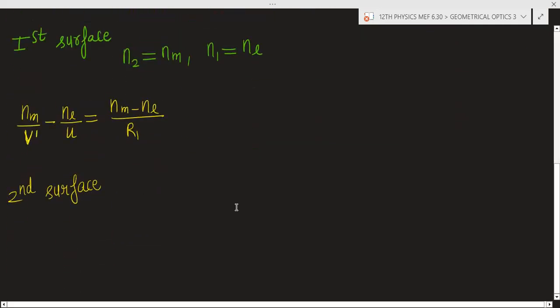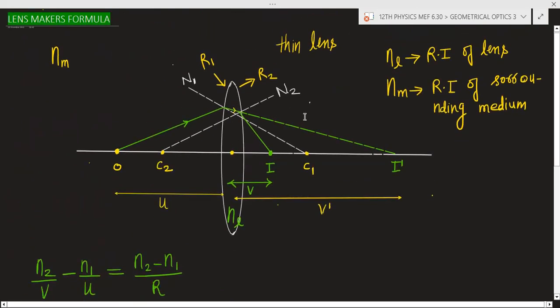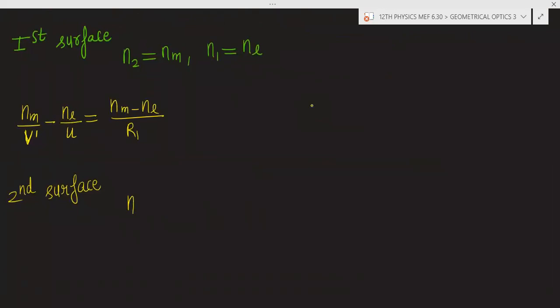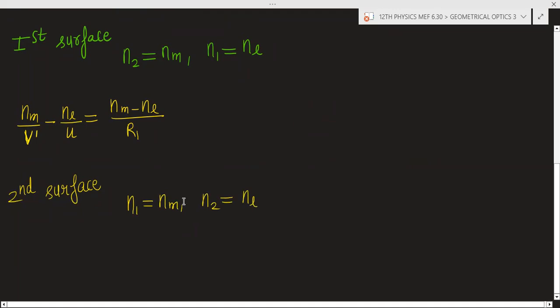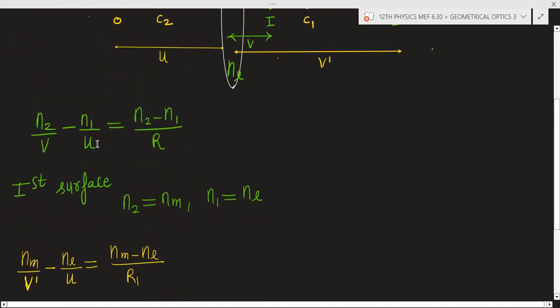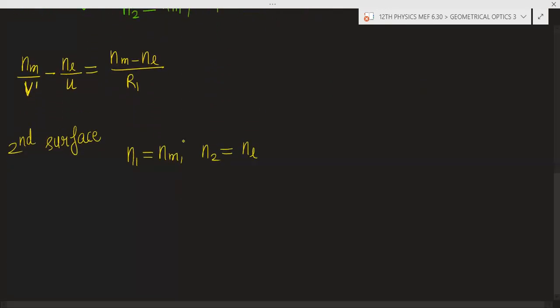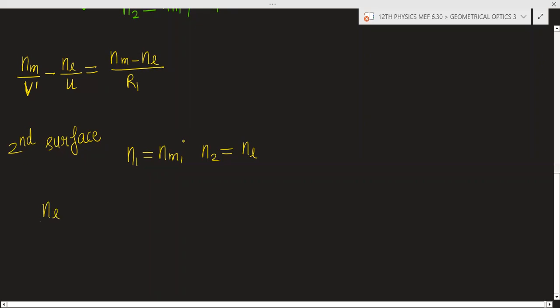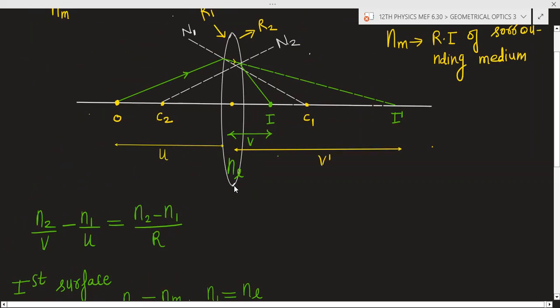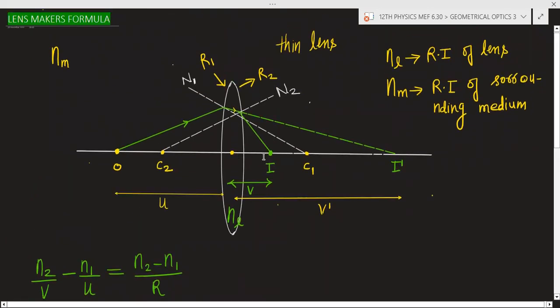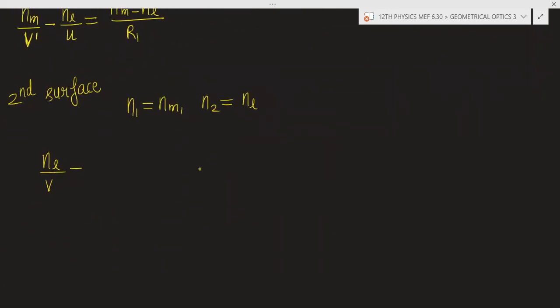Now for the second surface, light is going to the medium having the refractive index nm. So this time n1 becomes nm and n2 becomes nl. What is nm? The refractive index of the surrounding medium. What is nl? The refractive index of the lens. Now again we apply the formula n2/v minus n1/u is equal to (n2 minus n1)/r. So n2 is nl. V will be v this time, because for this surface the image is forming here. N1 means nm.